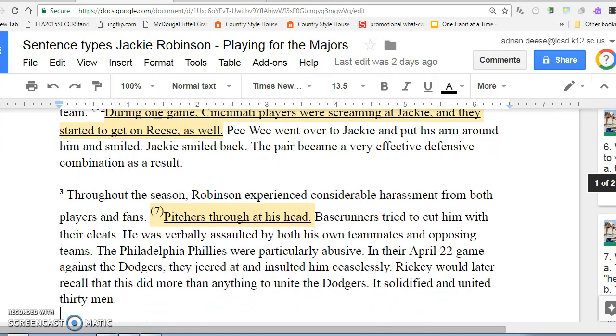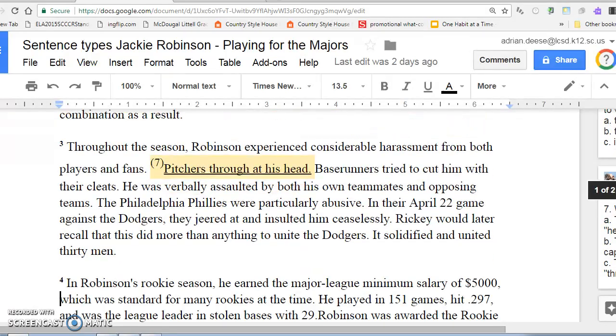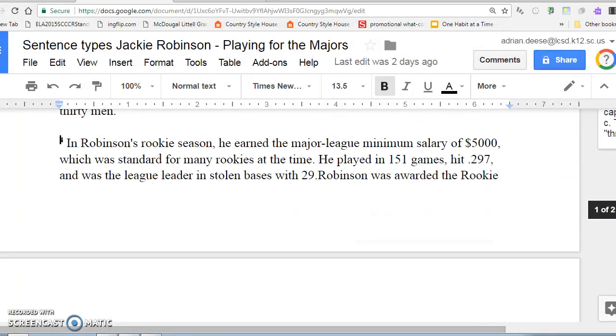Throughout the season, Robinson experienced considerable harassment from both players and fans. Pitchers threw at his head. Base runners tried to cut him with their cleats. He was verbally assaulted by both his own teammates and opposing teams. The Philadelphia Phillies were particularly abusive. In their April 22nd game against the Dodgers, they jeered at and insulted him ceaselessly. Rickey would later recall that this did more than anything to unite the Dodgers. It solidified and united 30 men.